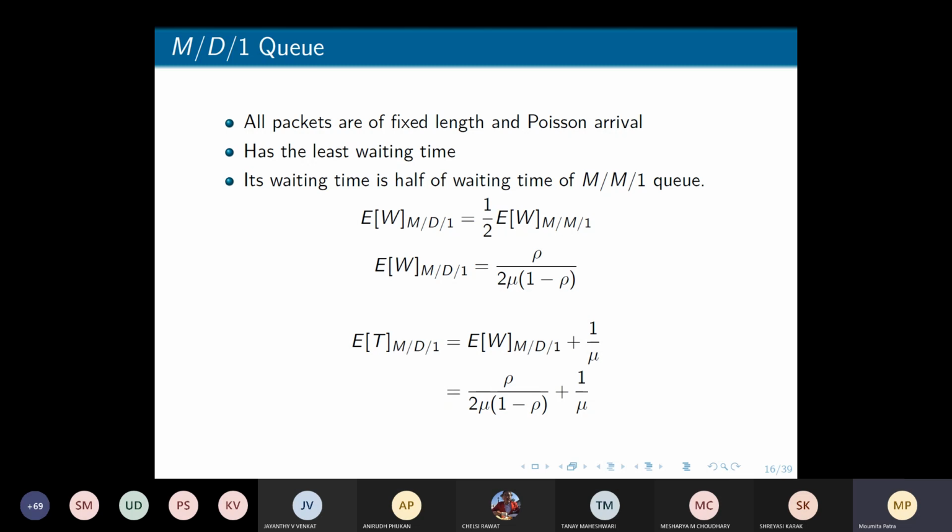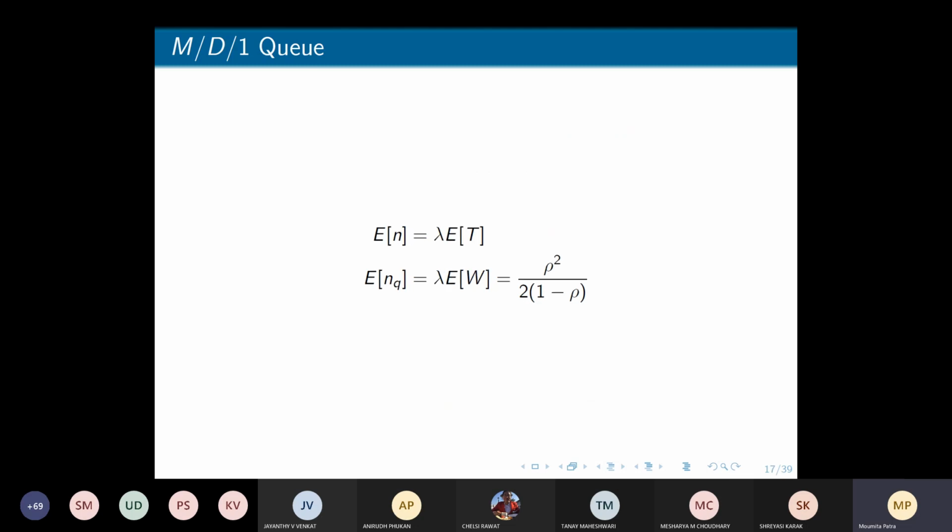So this is for an M/D/1 queue, and further, using Little's law, E[N] is equal to lambda T, so you will get the value of E[N]. E[Nq] you will also find, because you have the value of E[W] and lambda with you. Lambda E[W] is equal to E[Nq], which is equal to rho squared by 2 (1 minus rho). This is for an M/D/1 queue, where you have the same, or fixed, packet size and the service rate is fixed, so the servicing is deterministic.